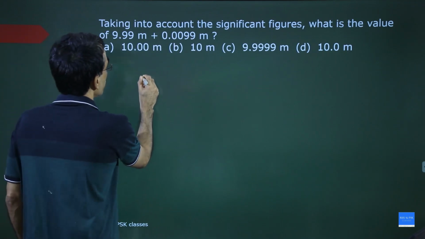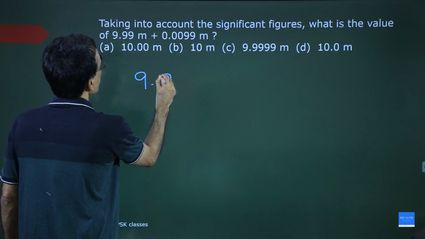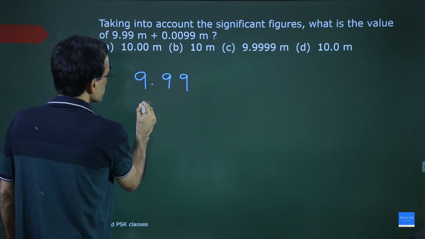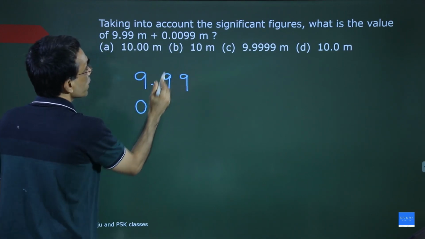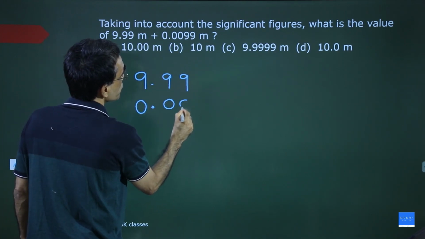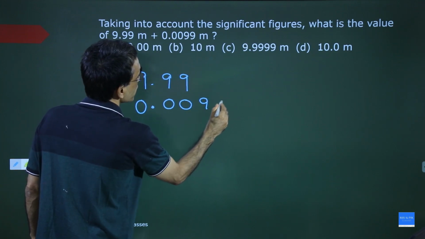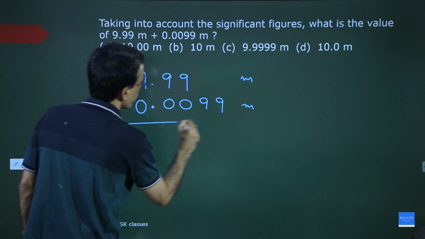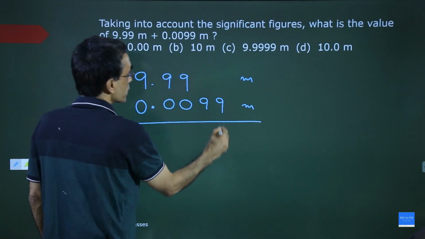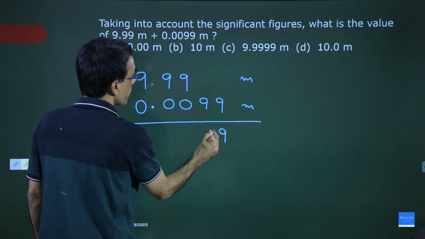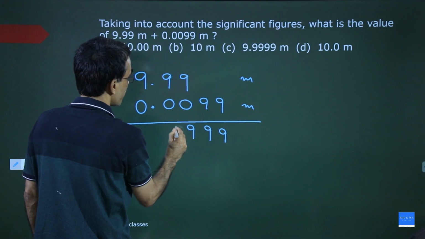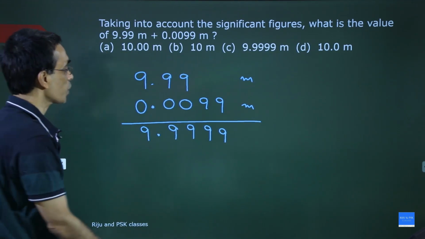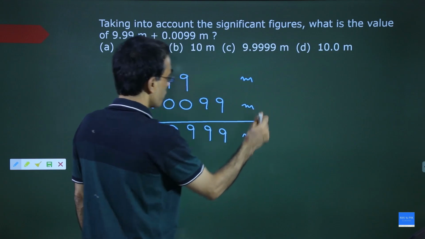First of all, write the numbers in a proper order. 9.99. Now this is 0 point, decimal place comes here, then you get 0, 0, then there are 2 9s here. This is in meter, this is also meter. Now let us add them directly. So this gives you 9 here, 9 plus 0, 9 here, 9 here, 9 here, 9 here. Aha, beautiful number, all 9s. Okay, that many meters. Fine.